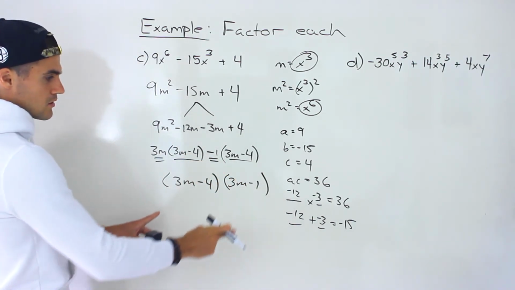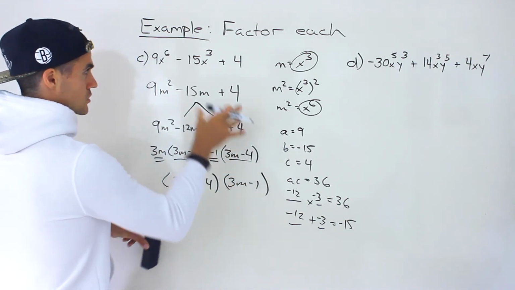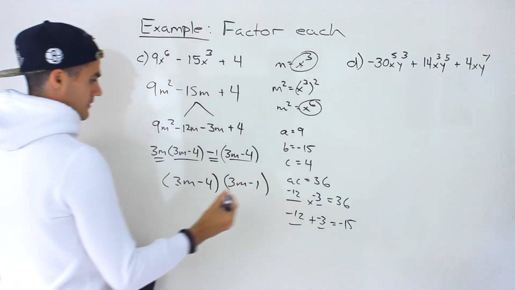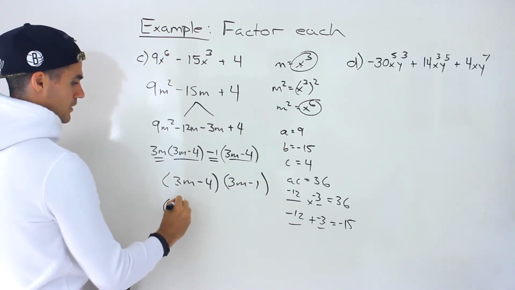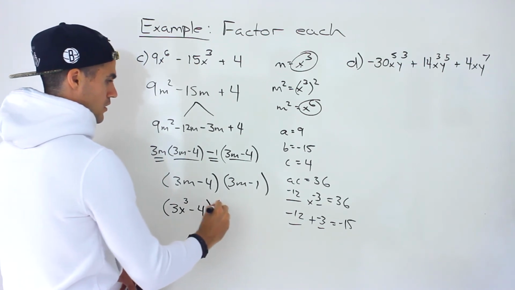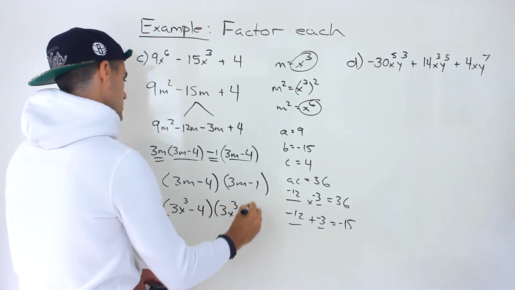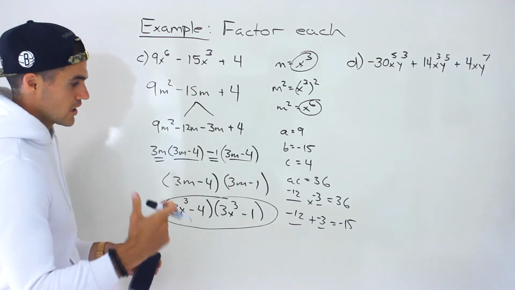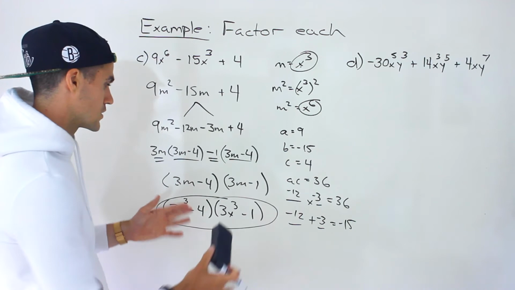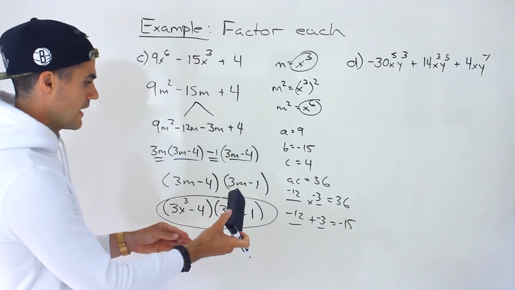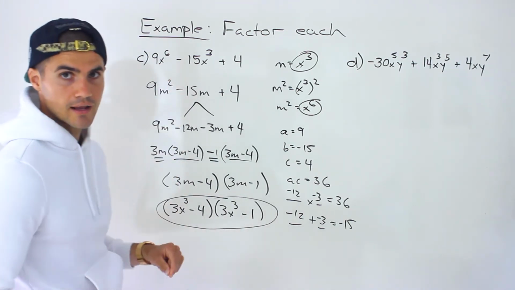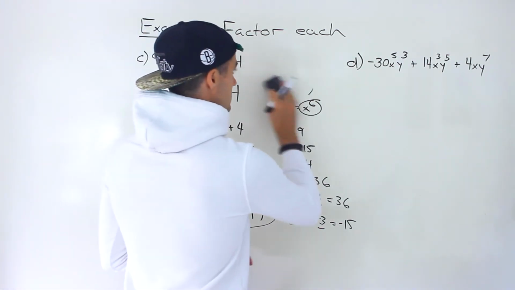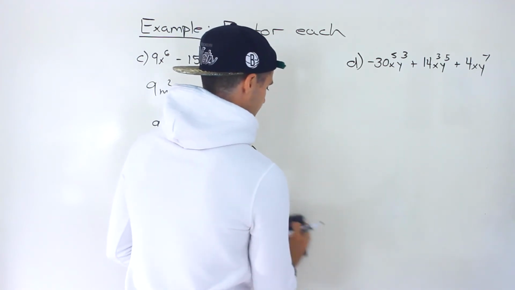Okay, but remember, it's not in terms of m, it's in terms of x, the original expression. So now for this m here, we got to bring back this x to the 3. When we do that, we'll end up with (3x to the 3 minus 4)(3x to the 3 minus 1). So that ends up being the final answer. Again, if you want to check any of these, like with all factoring questions, you can expand this, and when you expand this, you should end up with that original expression. Okay, so that is part C.